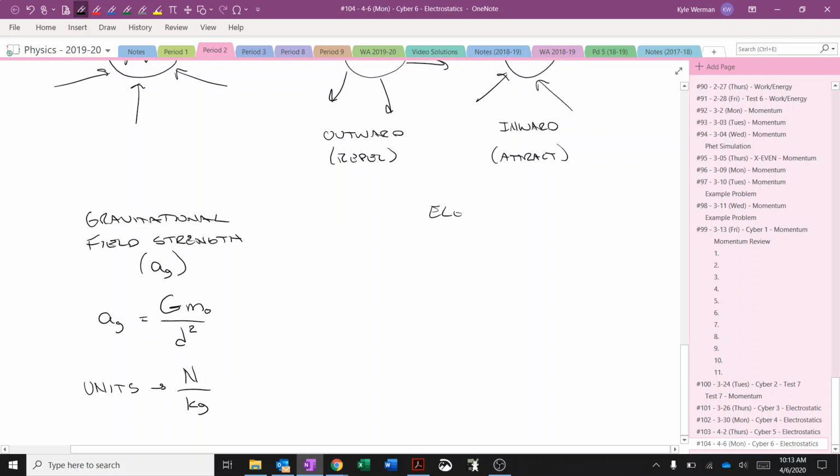Well, then what do you think the electric field looks like? Electric field strength.